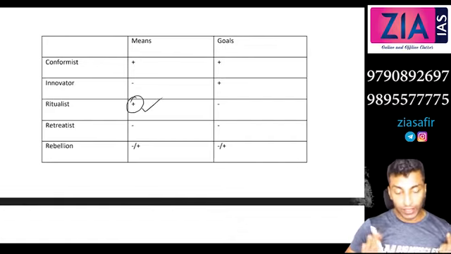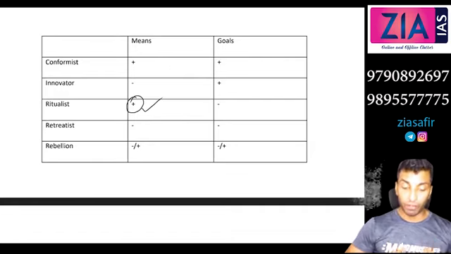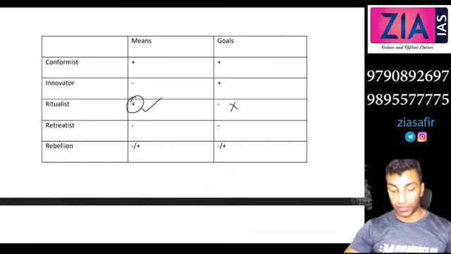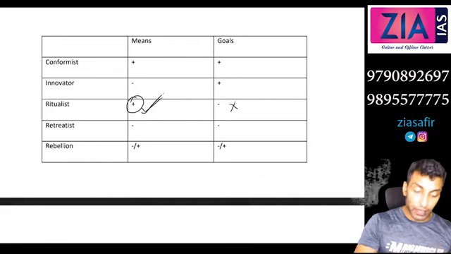and no files will move. They stick to the rules, come to the office at 9 o'clock, go back home at 5 o'clock. But the goals will never be achieved. You follow the rules, no doubt in that. So a typical bureaucrat will come under ritualist.